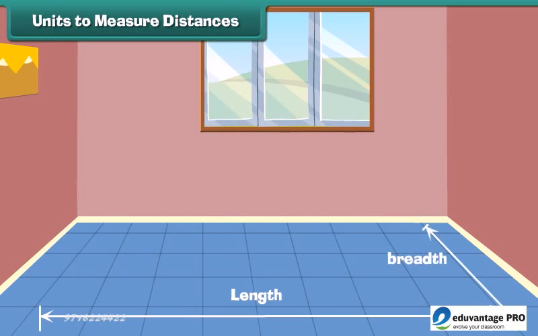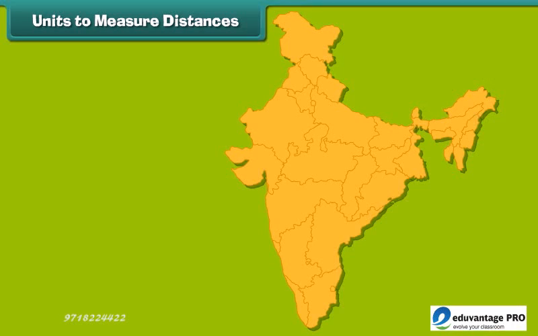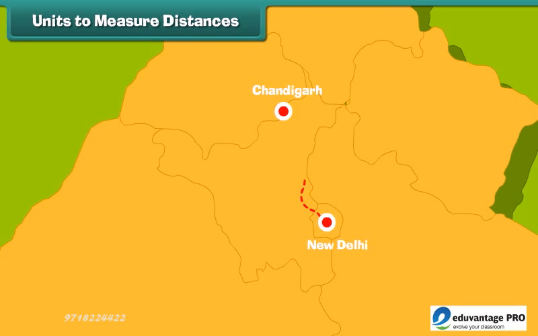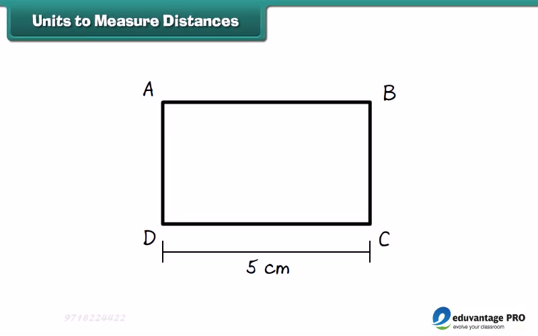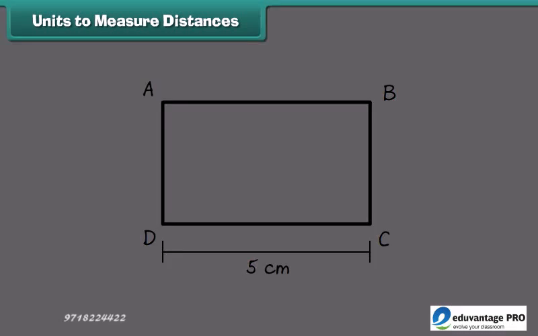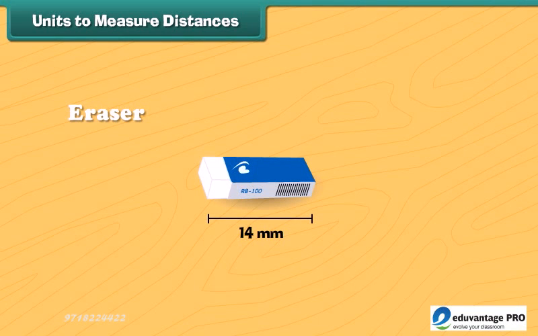Length, breadth, height are the words used to express some distance. The distance between New Delhi and Chandigarh is 250 kilometers. Many students participated in a 400 meters race. The length of rectangle ABCD is 5 centimeters. The length of the eraser is 14 millimeters.